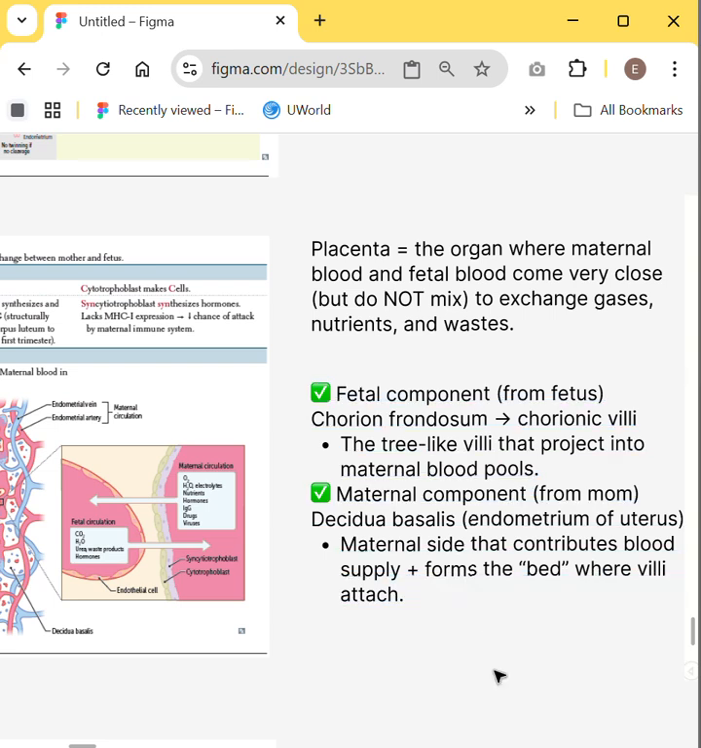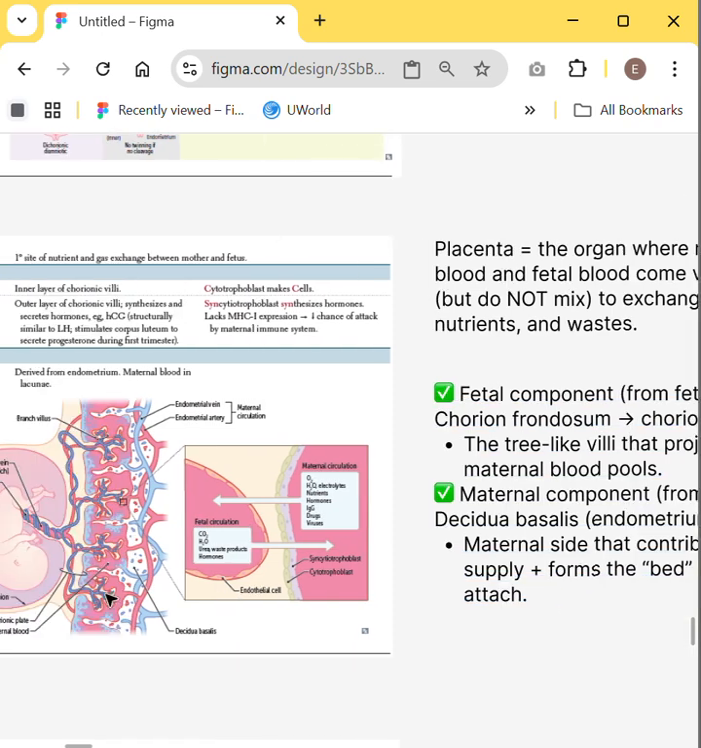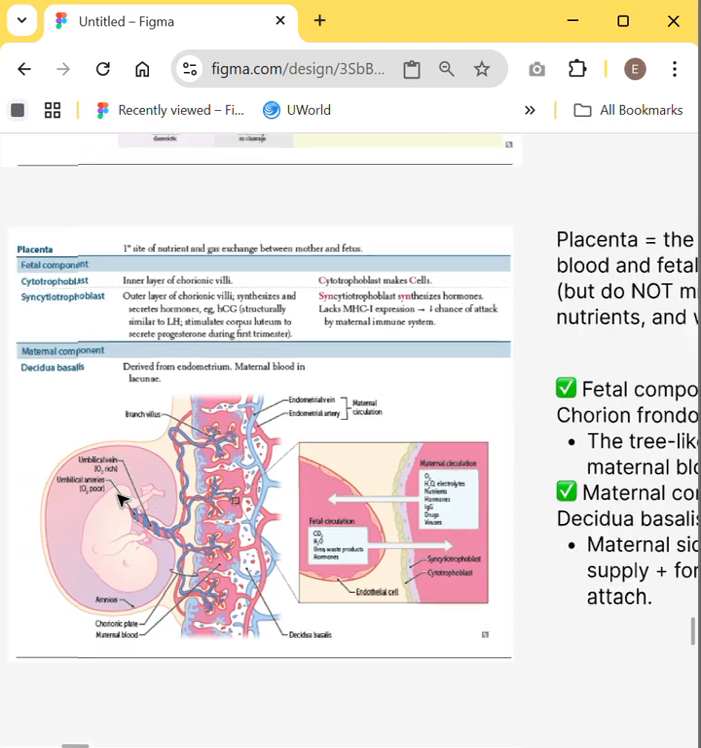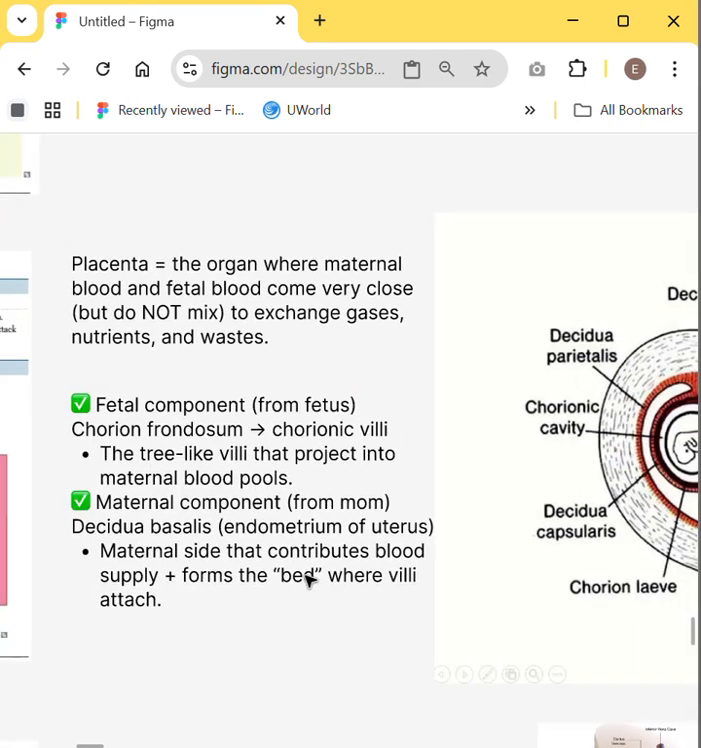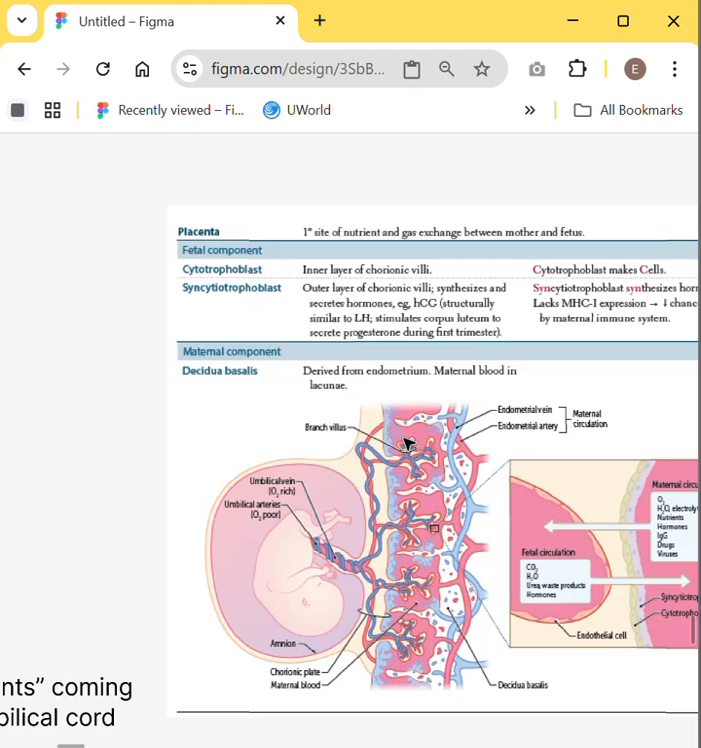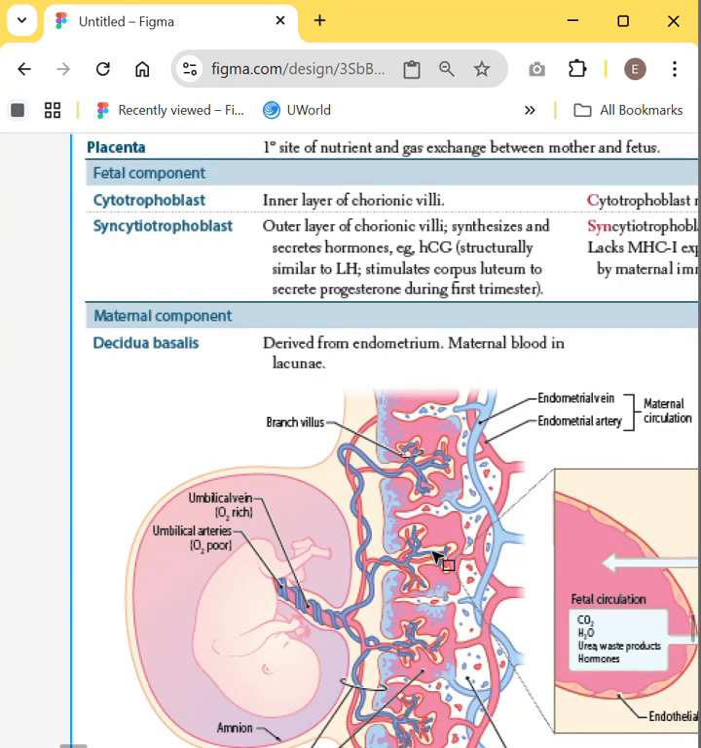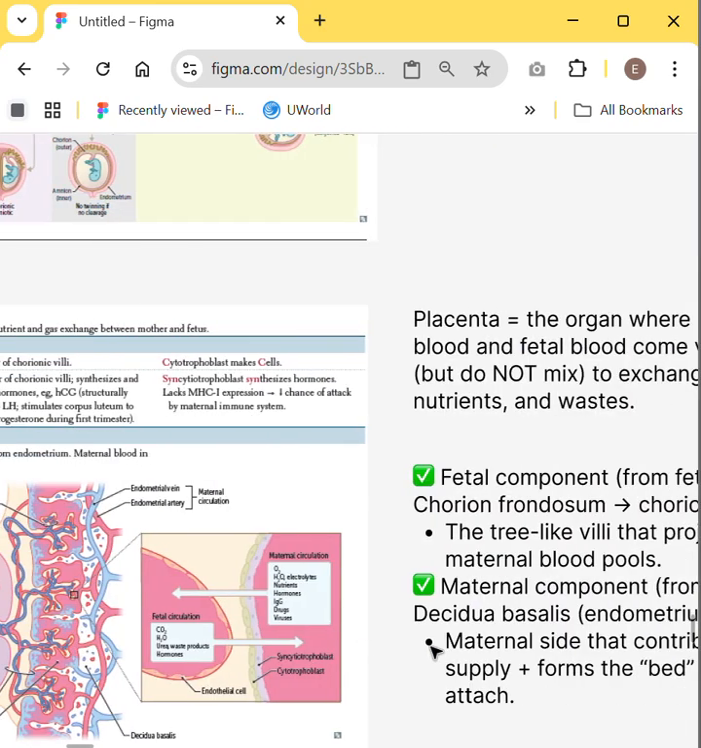Now, there's a maternal component which comes from mom, and this is the decidua basalis. This is basically the endometrium of the uterus. The maternal side that contributes blood supply and forms the bed where villi attach. The decidua basalis is basically the bed. This is the bed where the villi attach. Okay, so basically these villi are entering the decidua basalis and they're attaching here.